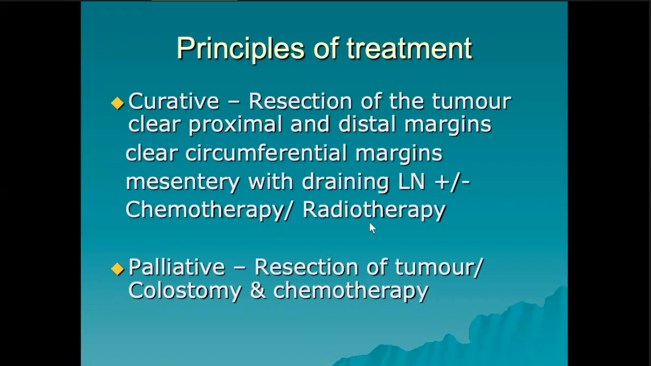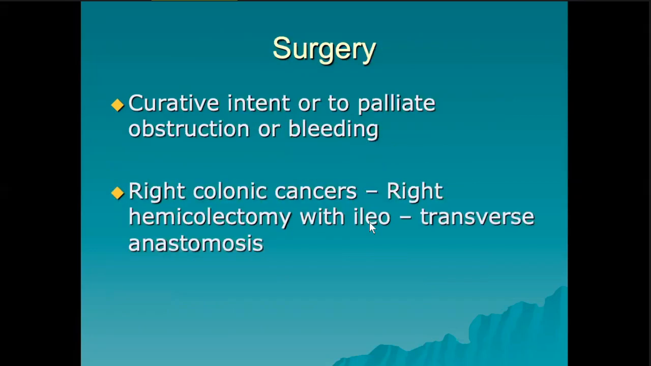Now, sometimes you can't do all this because the tumor has already infiltrated. Sometimes you do what is called a palliative resection just to take the tumor out, but you can't get all these clear margins and so on. Or sometimes you can't even do that. You just have to do a colostomy. Because the tumor is very advanced, you just do a proximal colostomy to prevent the patient going into future intestinal obstruction, and then, of course, you can give chemotherapy. So, as I said earlier, surgery is done with a curative intent or sometimes to palliate obstruction or bleeding.